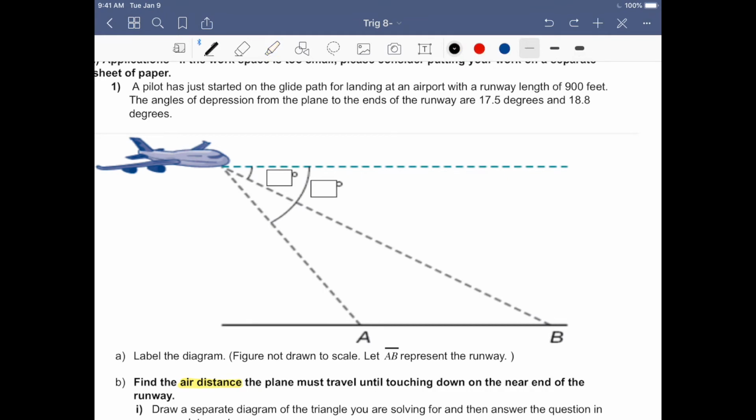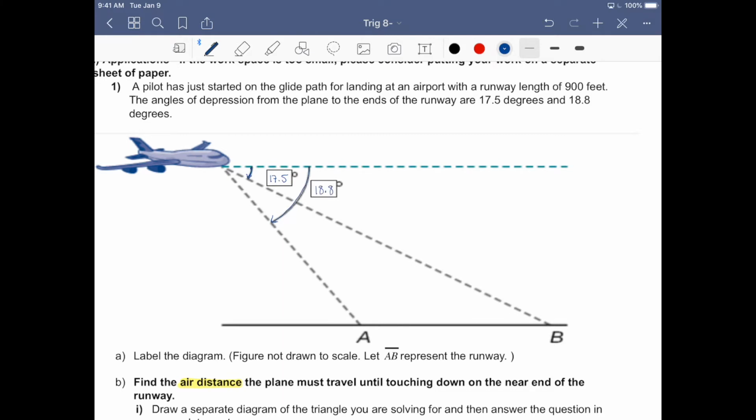An angle of depression is made from the horizontal where the plane is. So the first angle of depression is the smaller angle, 17.5 degrees. So that's from here to here, 17.5 degrees. And then the bigger one from the horizontal to this one, right here, is 18.8 degrees.